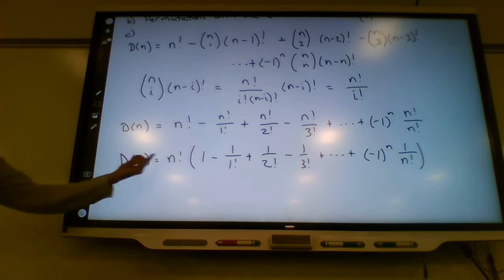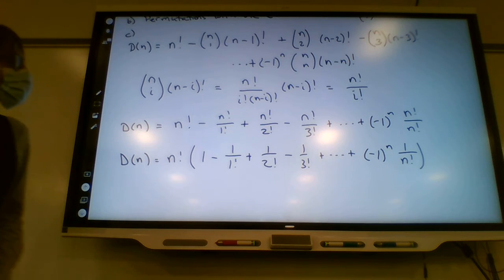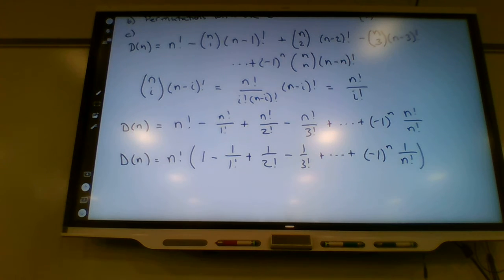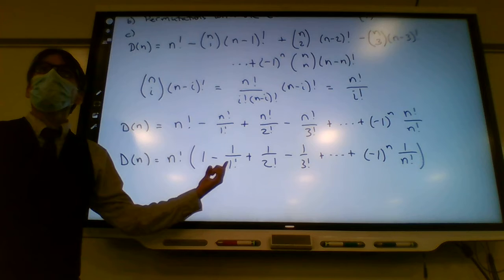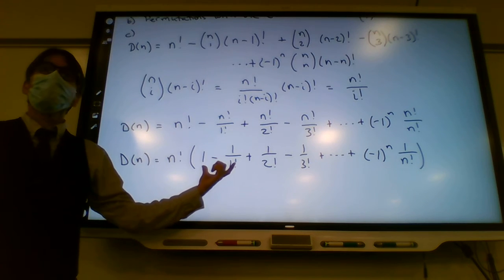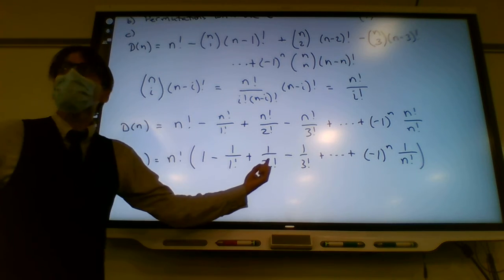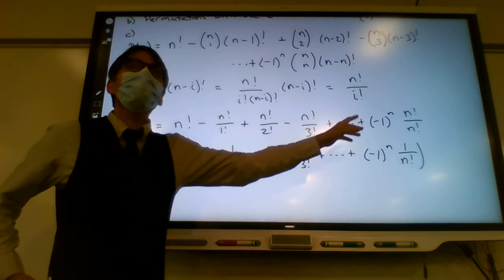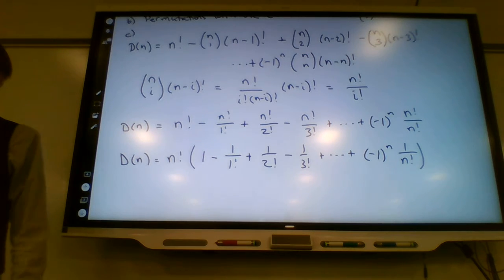Beneficial, right? Not having to calculate n factorial so many times. Okay. So we can see some simplification here. 1 minus 1 over 1 factorial is what? That's 0. So it's really 1 over 2 factorial minus 1 over 3 factorial and so on. But we'll just keep it in place for now.